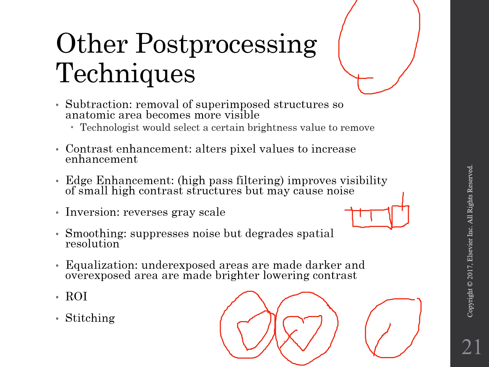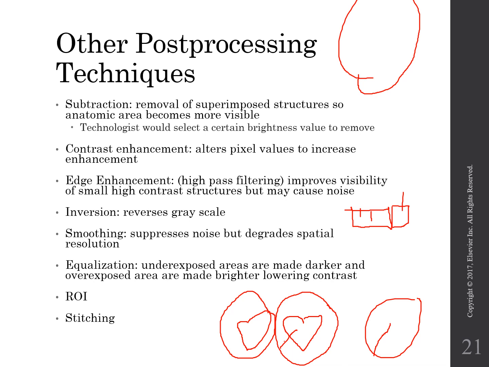Equalization takes underexposed areas and makes them darker, and it takes overexposed areas and makes them brighter, lowering contrast. And again, it's using algorithm recognition to identify areas that are light or dark and try to equalize that. Region of interest, that's where you'll often see your display demonstrate this, where your image comes up and you can see your collimated lines, and all of a sudden out of the blue it automatically masks all those collimated lines.